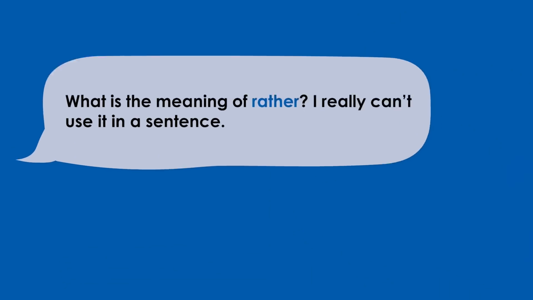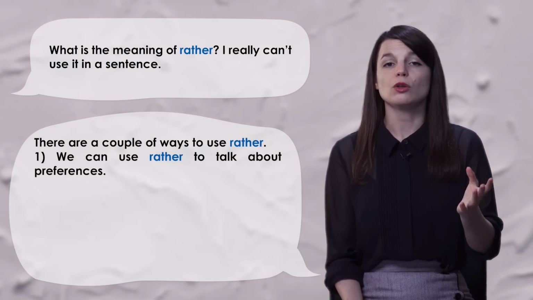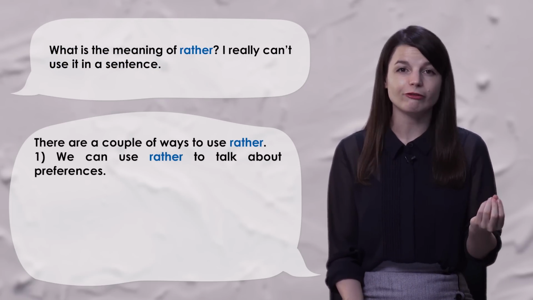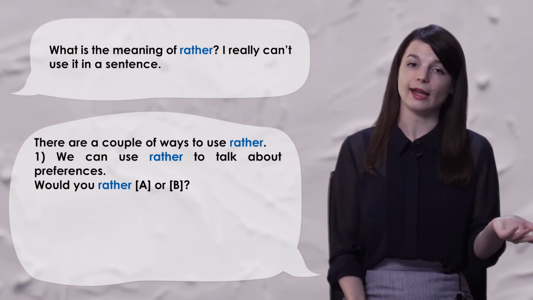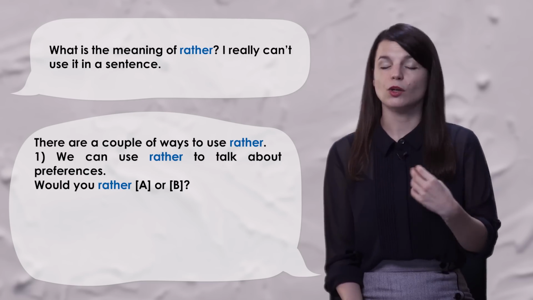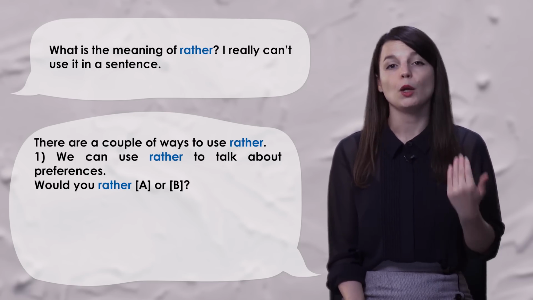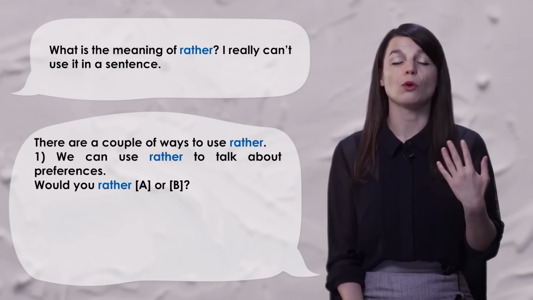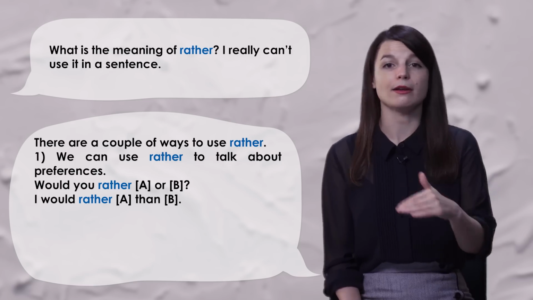Okay, there are a couple of different ways to use rather. First, we can use rather to introduce preferences. So a great example of this is, would you rather A or B? So we're introducing our options with the word rather. Then, when we give our preference, we can use rather to do that. We can say, I would rather A than B.